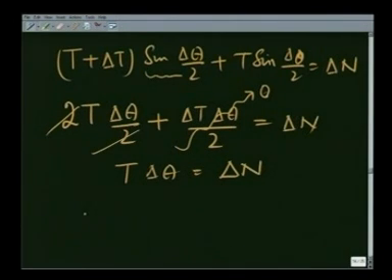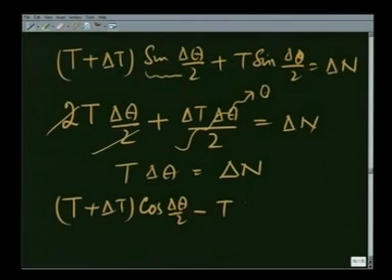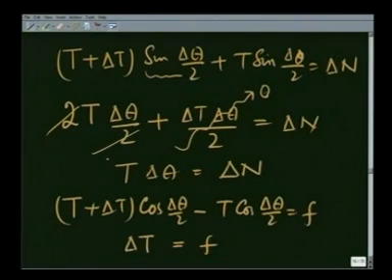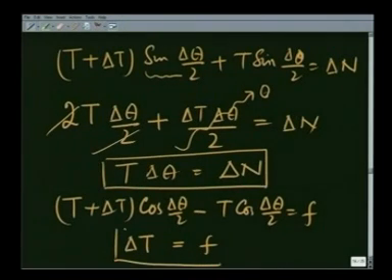And the other equation, (t plus delta t) cosine of delta theta over 2 minus t cosine of delta theta over 2 equals f, can in the limit of delta theta going to 0 be written as delta t equals f. These are my two working equations that will determine for me how the tensions are related when friction is present.